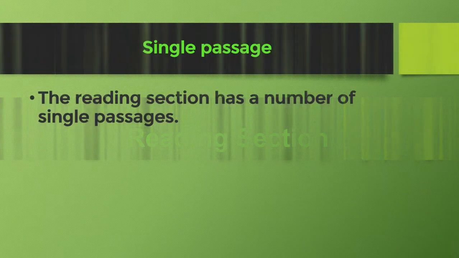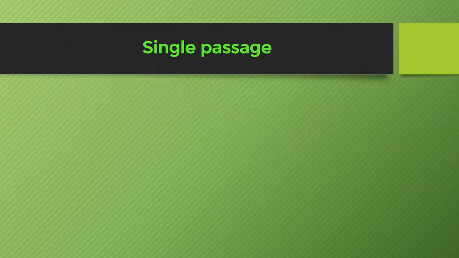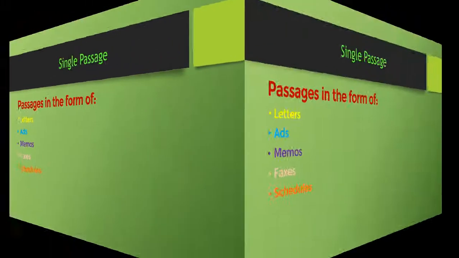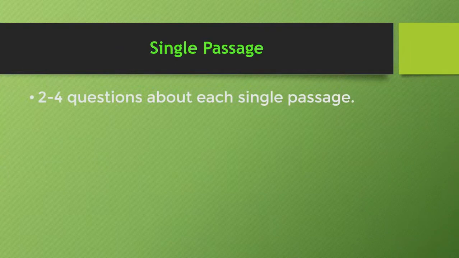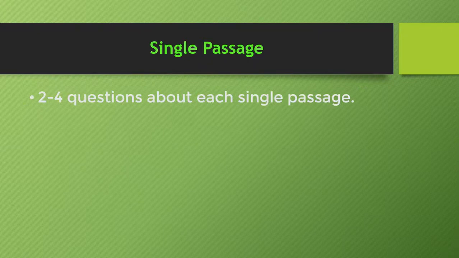In this part of your TOEIC test, you will find a number of single passages. You will read passages in the form of letters, ads, memos, faxes, schedules, and others. From these forms of passages, you will be asked 2 to 4 questions for each single passage.